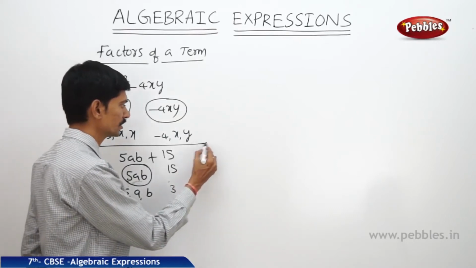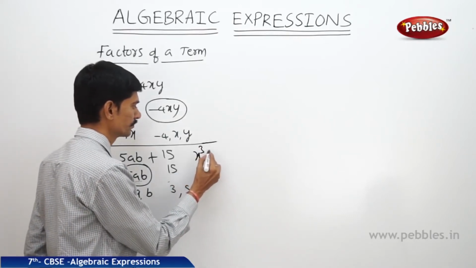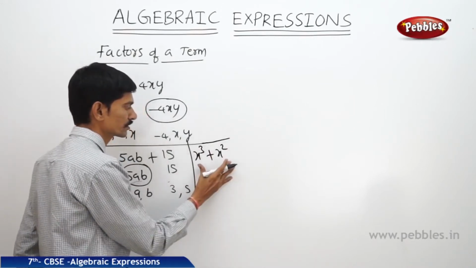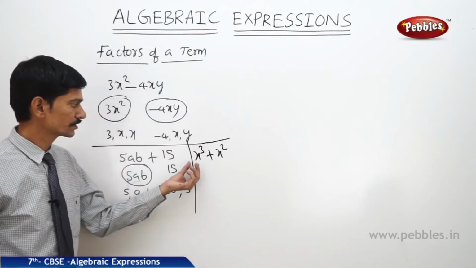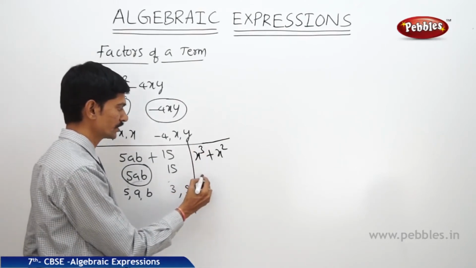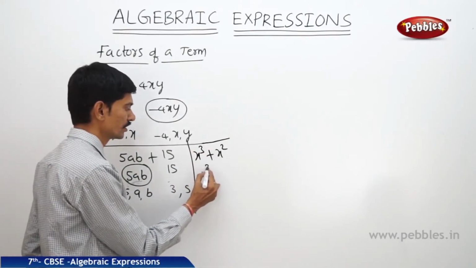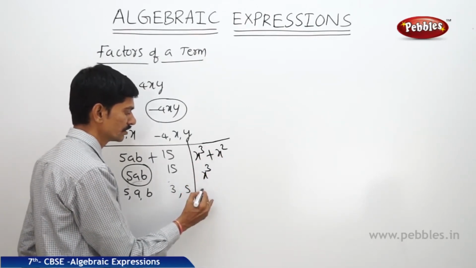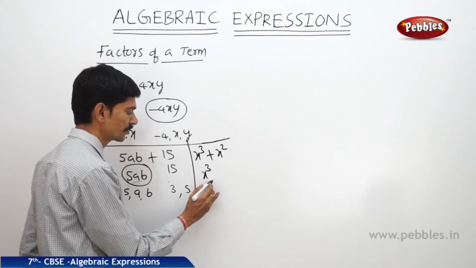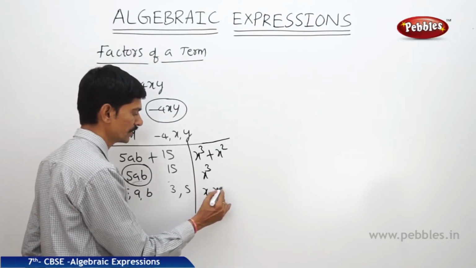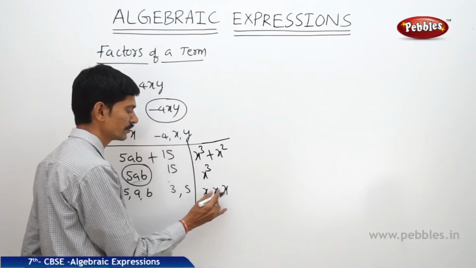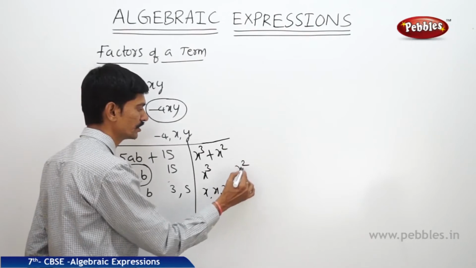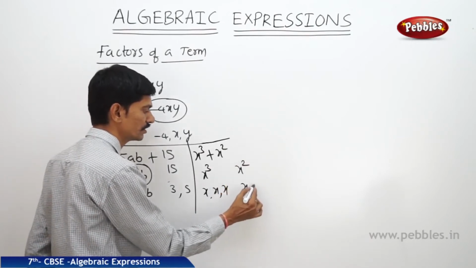So for example, consider the expression x cube plus x square. Here the first term x cube is obtained by the product of the factors x, x, x. So here x is multiplied thrice, then we get x cube, and the second term x square is obtained by the product of x and x.